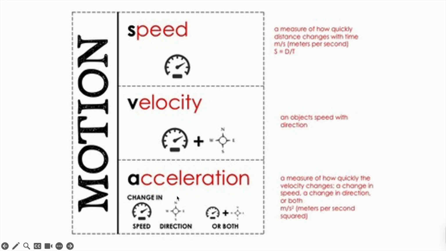Now, acceleration is a change in either direction or speed or both, okay? So we oftentimes think of acceleration as speeding up. Let's say a car speeding from 0 to 60 miles per hour. We think that's acceleration, and it is. It's a change in speed, going from 0 miles per hour to 60 miles per hour. But what if we stayed at 60 miles per hour and we turned right? Guess what? That's still acceleration.